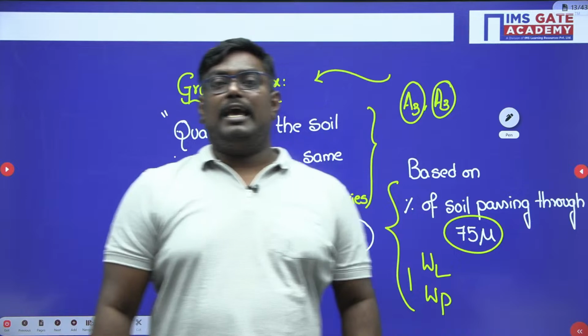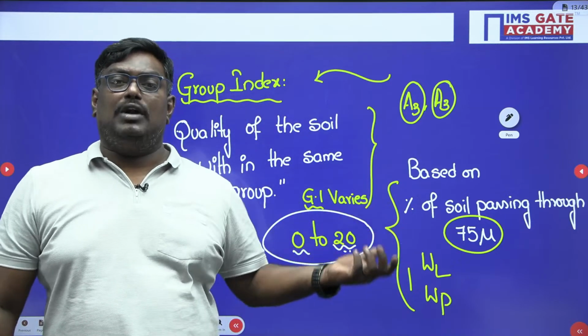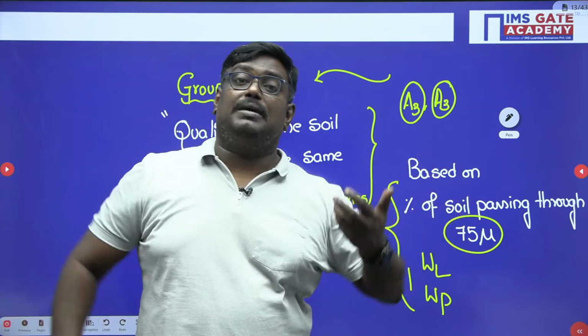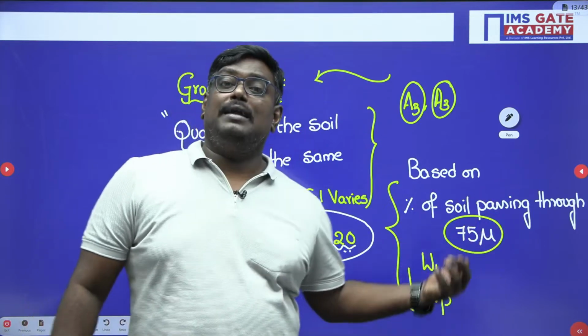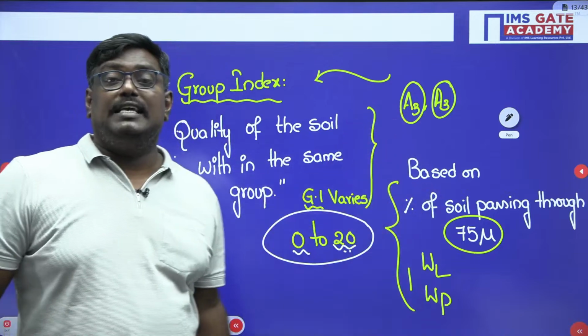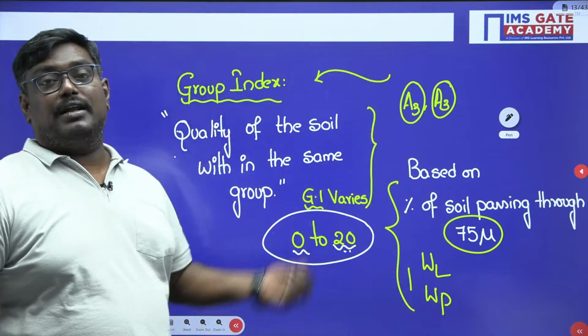How do they indicate these numbers 0 to 20? It is based on the percentage of soil passing through the 75 micron sieve, liquid limit and plastic limit. Based on these three, definitely group index varies.